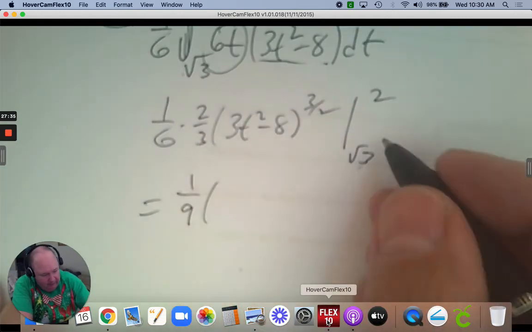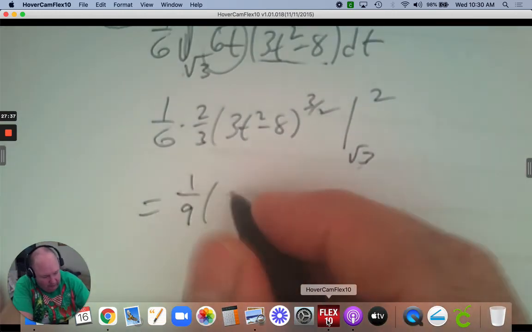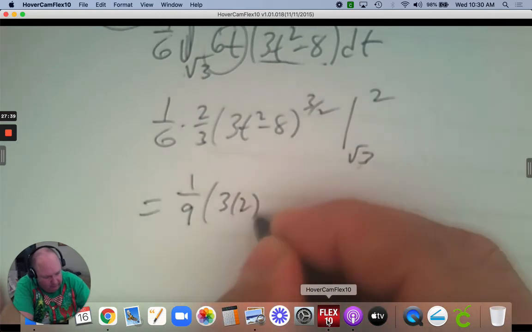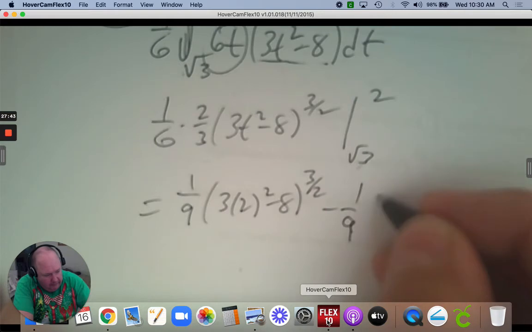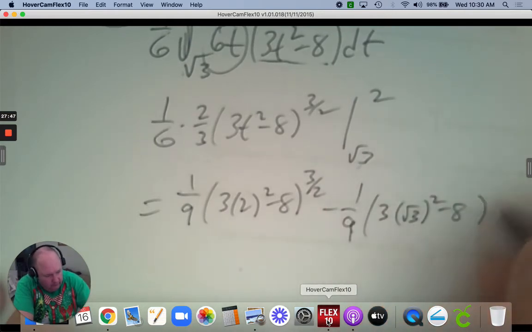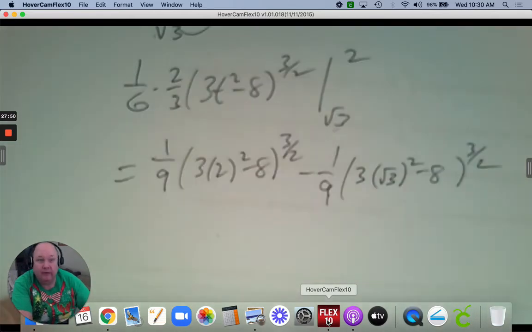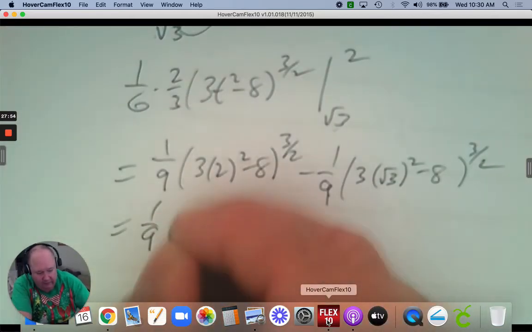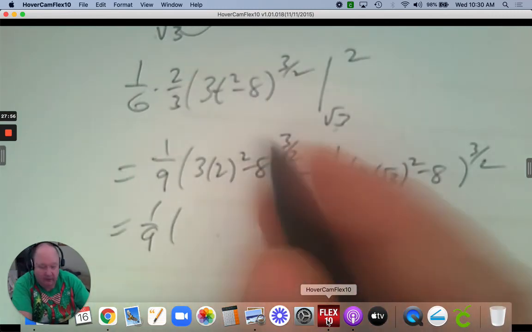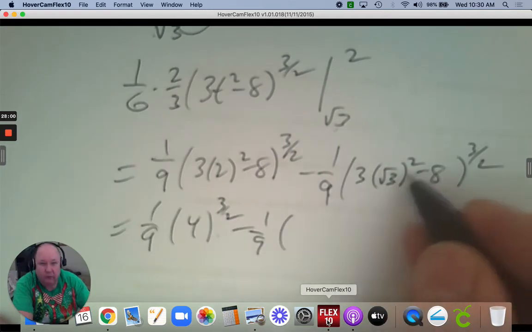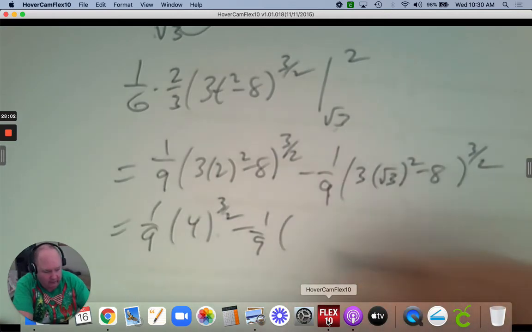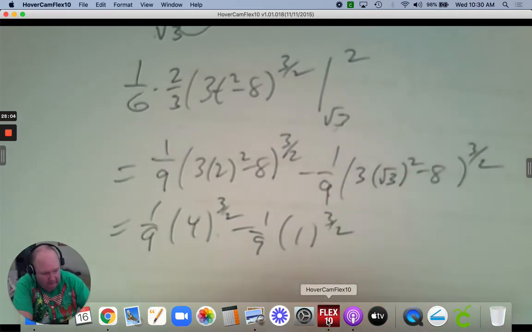And then we plug in the upper bound and then the lower bound. So the upper bound is 2. And then the lower bound is √3. So that's a perfect answer that way. If you needed to simplify it, let me do it for fun. 12 take away 8 is 4. √3 squared is 3. So it's 9 take away 8, which is 1. I love that number.